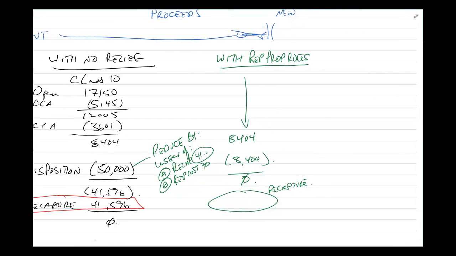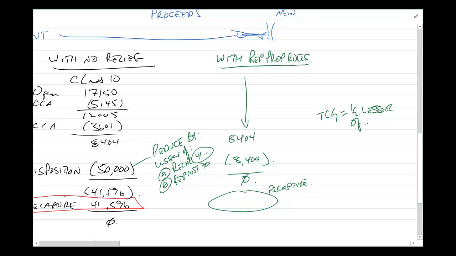Okay, what about the gain? So the taxable capital gain in this case is going to be calculated this way. It is equal to 1/2 of the lesser of two numbers: A, the real gain, and B, the proceeds of disposition minus the replacement cost. Well, the proceeds of disposition in our case is 50, and the replacement cost is 70. So that's a negative number, so that goes to 0, and so 0 is the taxable capital gain. Okay, so we've gotten rid of it.